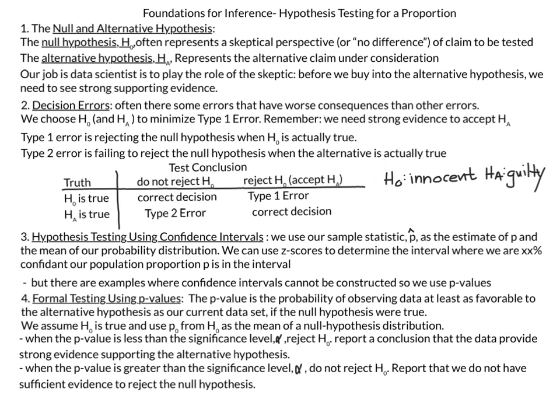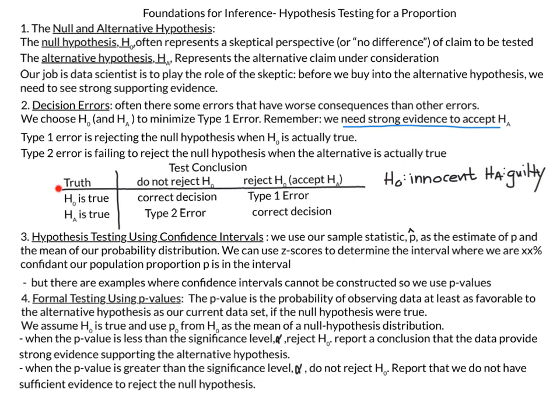In other words, our competing hypotheses are that the person is innocent or the person is guilty. And we want to choose such that the alternative hypothesis is something that we need strong evidence to accept. So again, we need strong evidence to accept HA. That would mean we want strong evidence before we pronounce someone as guilty. So in this case, HA would be guilty and H naught would be innocent.